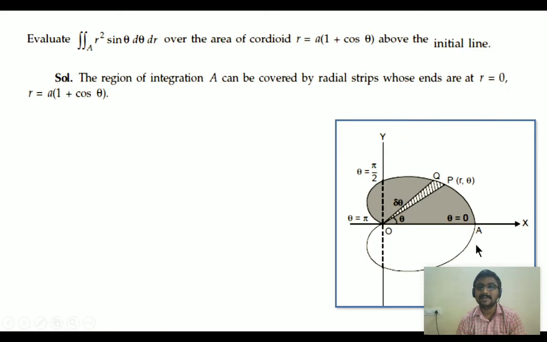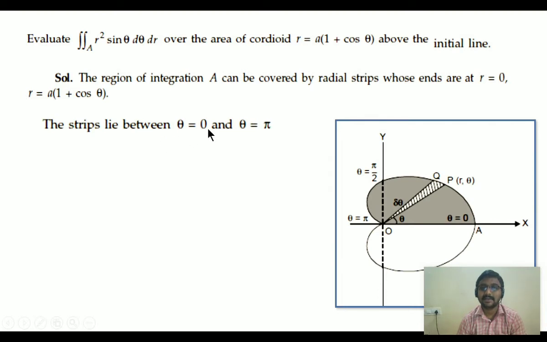Theta limits should be 0 to pi. Only we have to take the part above the initial line. Only we have to take the upper half of the cardioid. For the upper half of the cardioid, theta moves from 0 to pi. And for r limits, from the pole point, we have r is 0. For the curve, we have r is a into 1 plus cos theta. So whenever we have the r and theta limits, now we can compute the required double integral. So the strip lies between theta equal to 0 and theta equal to pi. Thus for the required double integral, just we have to take the limits.